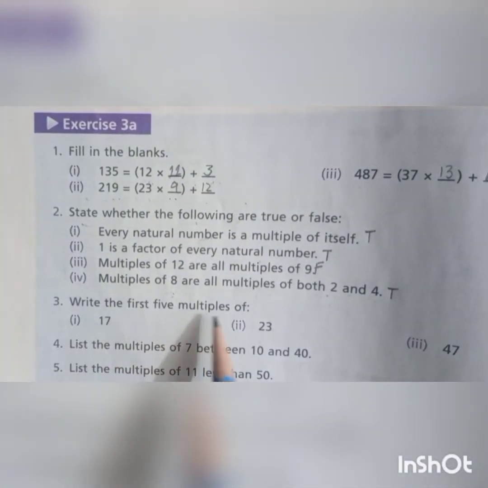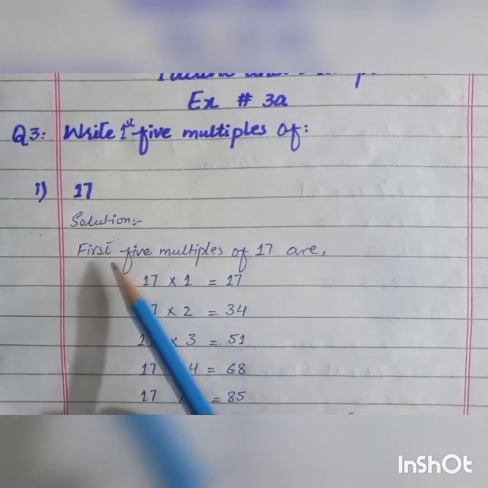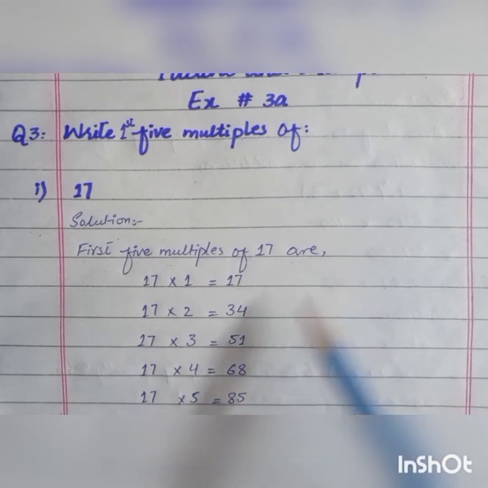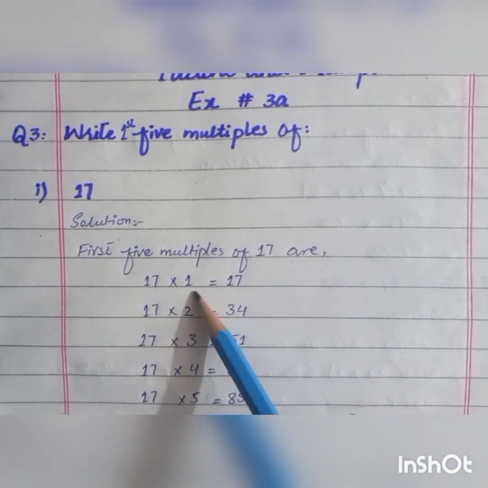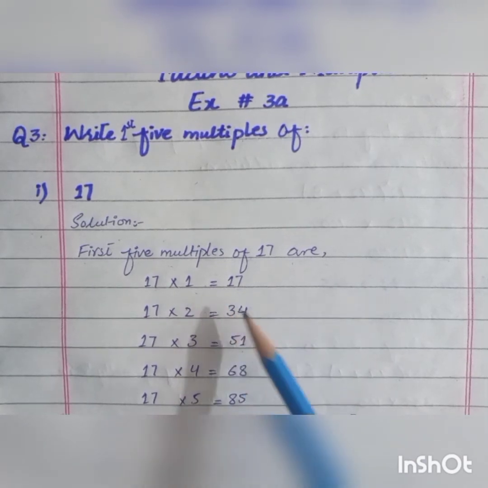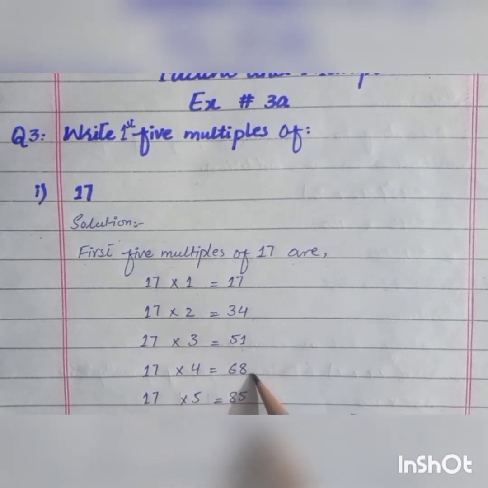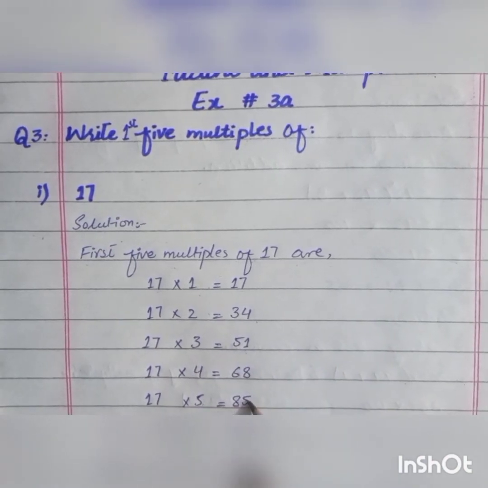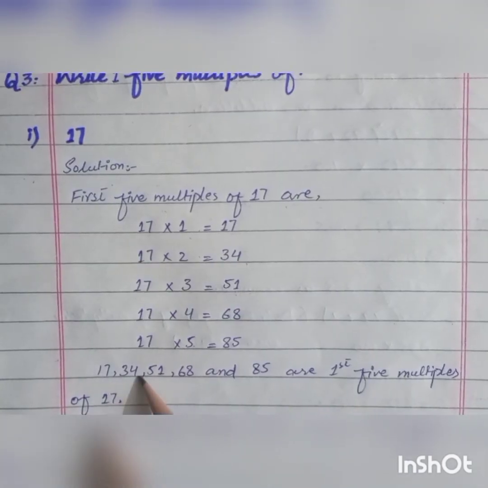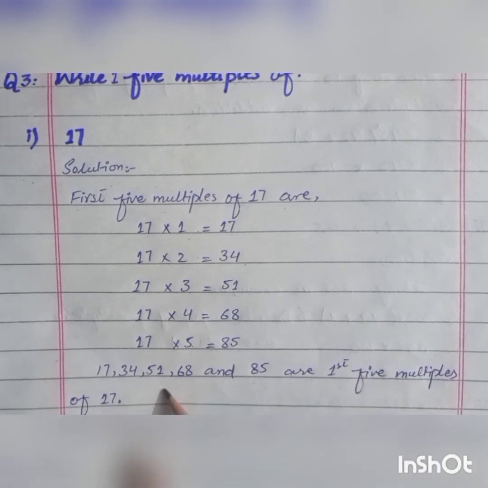Question number 3 is write the first 5 multiples of part number 1, 17. We have to write the first 5 multiples of 17. So let's see. The solution: the first 5 multiples of 17 are, by multiplying 17 by 1, the answer is 17. This is the first multiple of 17. Second multiple would be 34. Third multiple is 51, fourth multiple is 68 and fifth multiple is 85. Which means that 17, 34, 51, 68 and 85 are the first 5 multiples of 17.